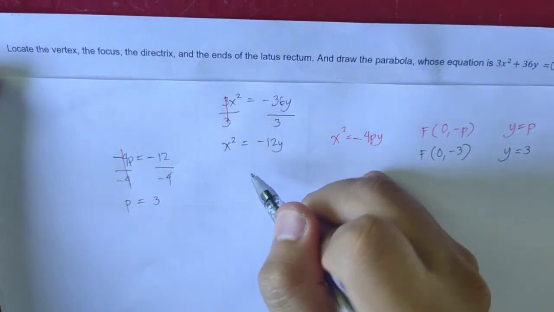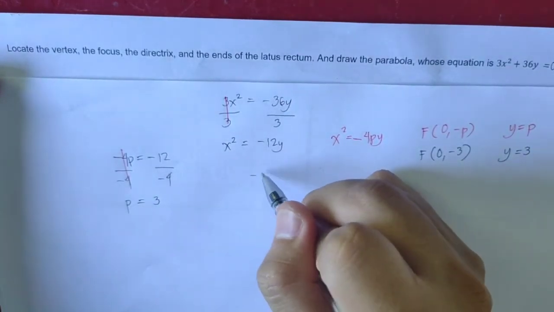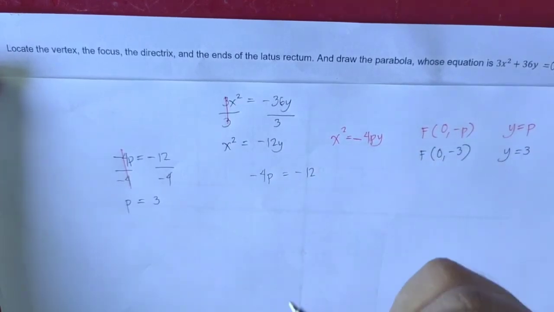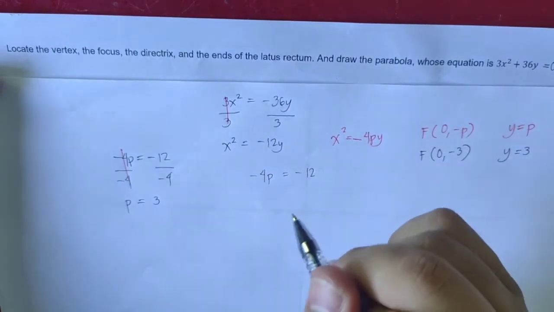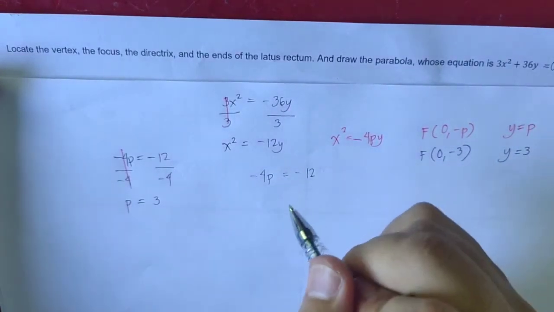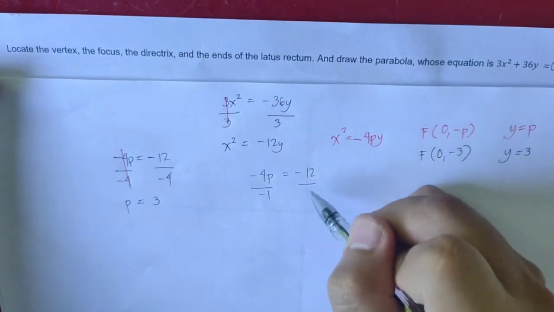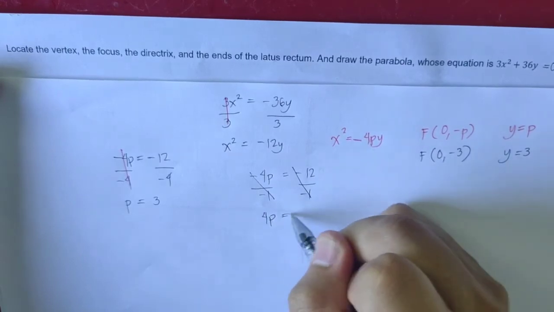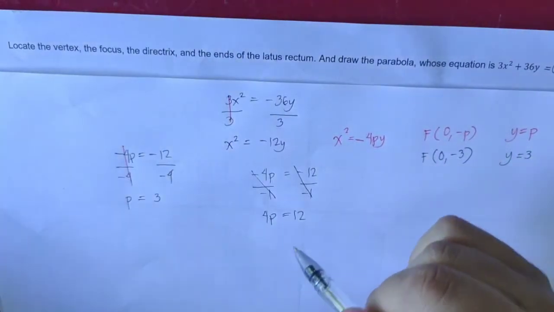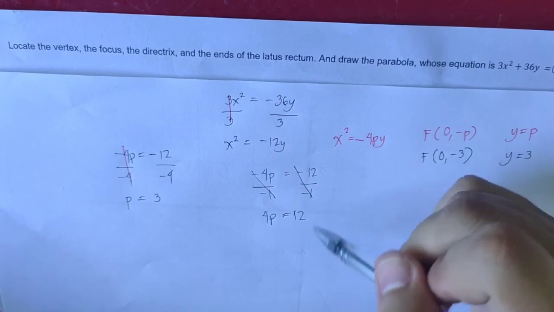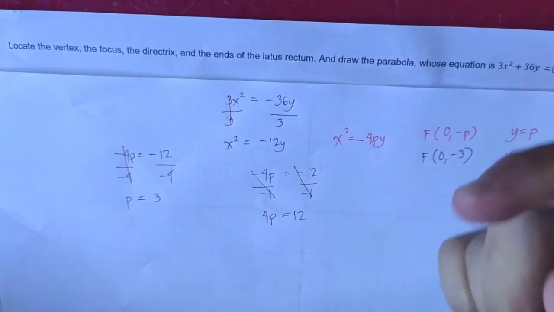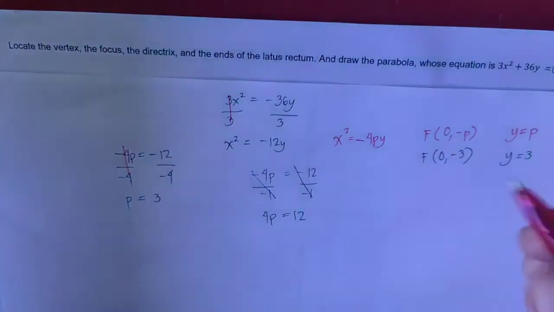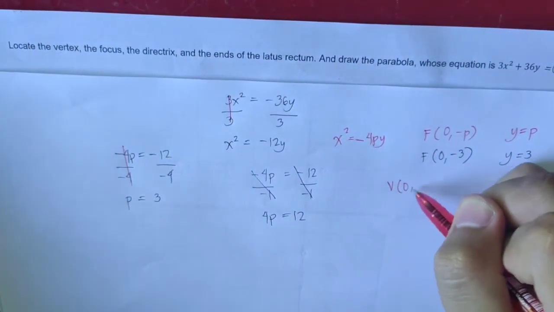Uulitin ko, ang length ng latus rectum natin is 12. Bakit? Negative 4p equals negative 12. Kailangan 4p pa rin to para equivalent siya sa length ng latus rectum. So, divide natin by negative 1. Cancel na yung negative. So, 4p is equal to 12. Kailangan laging positive tong value ng 4p. Why? Kasi length yung hinahanap natin. Hindi naman pwede maging negative yung length. Okay, so graph na natin to. By the way, ang vertex natin is at 0, 0 pa rin.